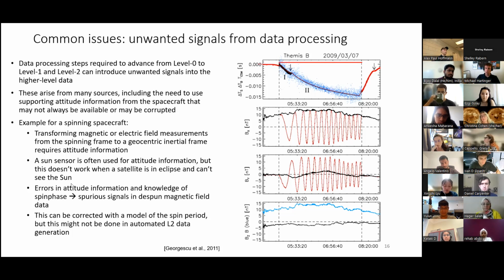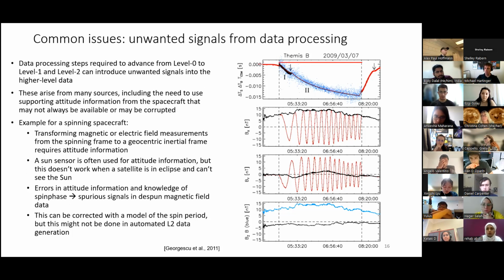So then you start getting errors in attitude information, in where you are in the spin period, that start accumulating. And you see this really nice waveform if you look at level 2 data that just comes from CDAWeb during one of these eclipse periods. And this is basically all garbage, because you've lost track of where the sun is, and you don't know what you're doing basically for the despinning. And you can model it though. If you know what's going on here, you can model it and you can get the actual true magnetic field, with this black curve here.